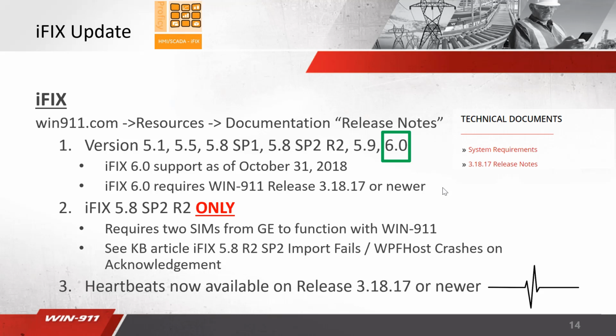The next feature we added in 2018 was the heartbeat feature. This is available again on release 3.18.17 or newer. The heartbeat is set up as a way to monitor what is happening with Win 911 and if that connection is still happening to your SCADA. So if this connection is broken, then your SCADA will see it and you can create an action.